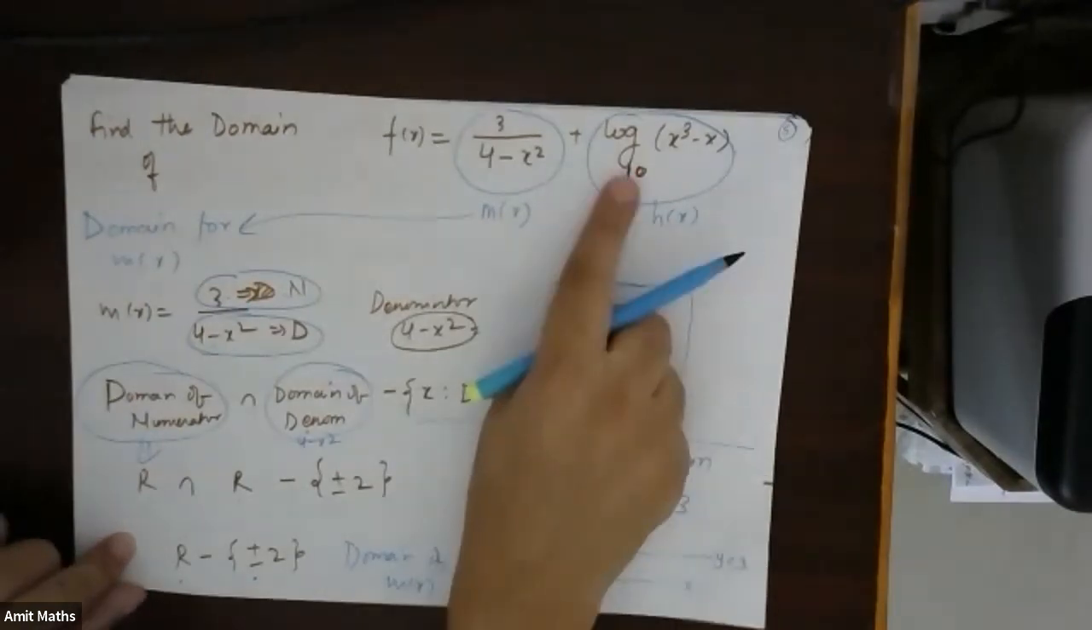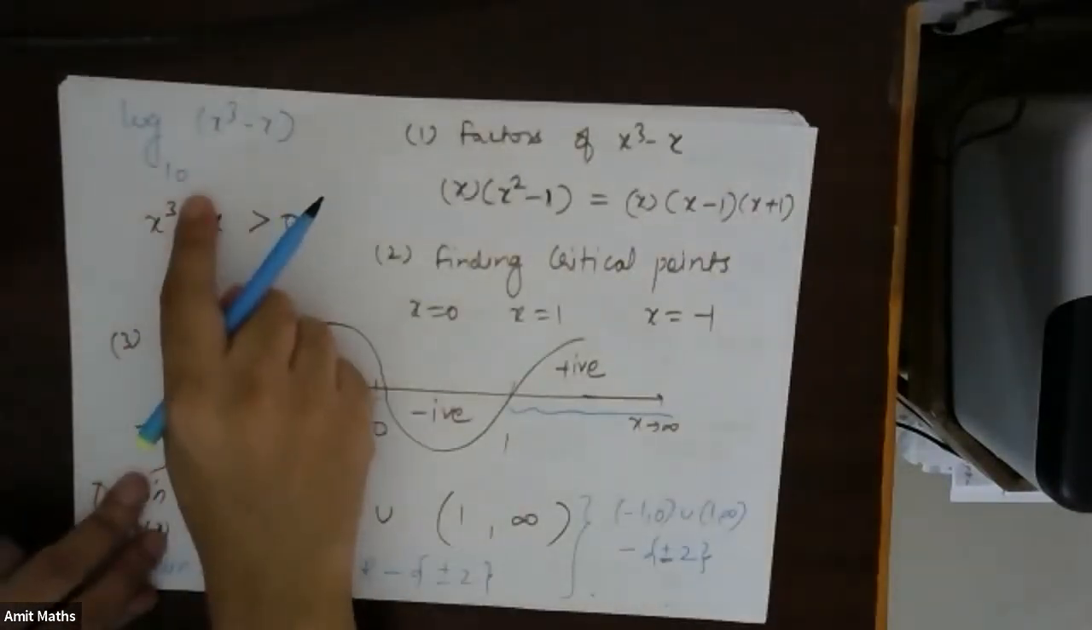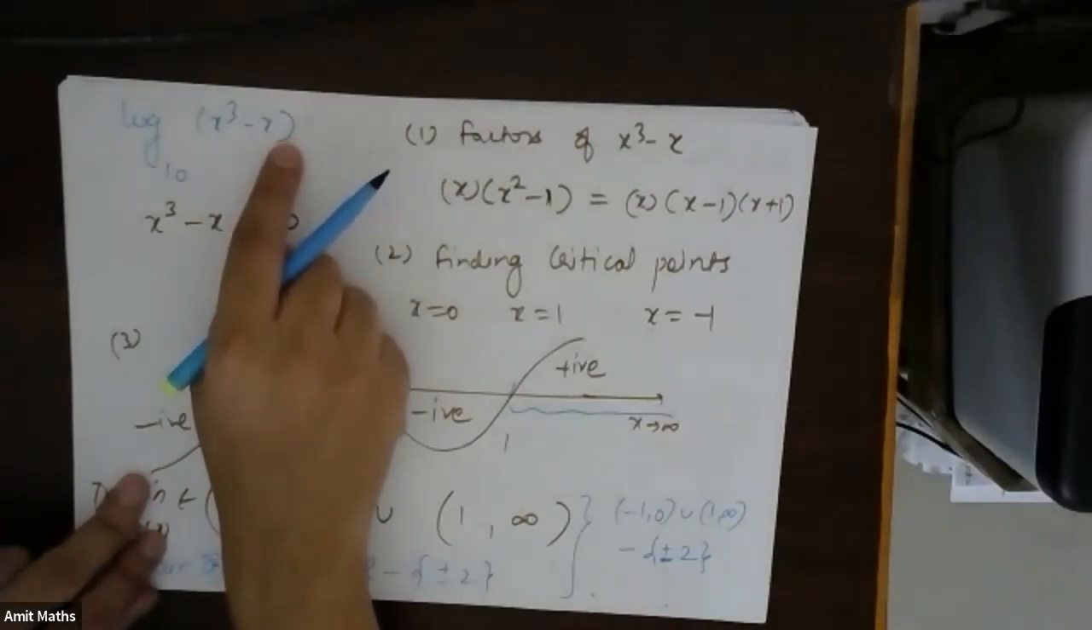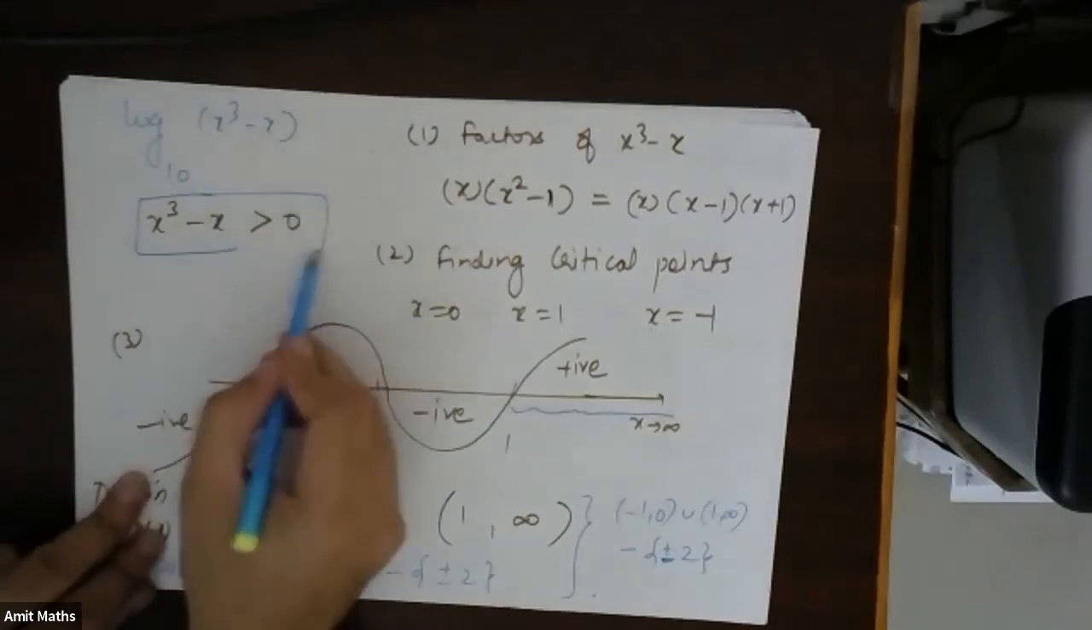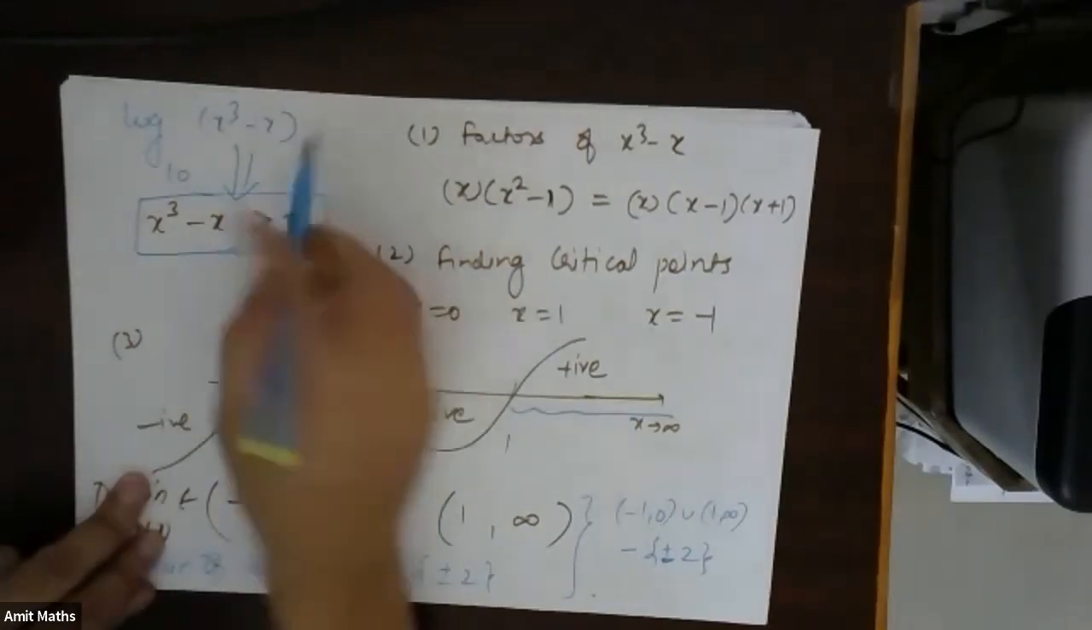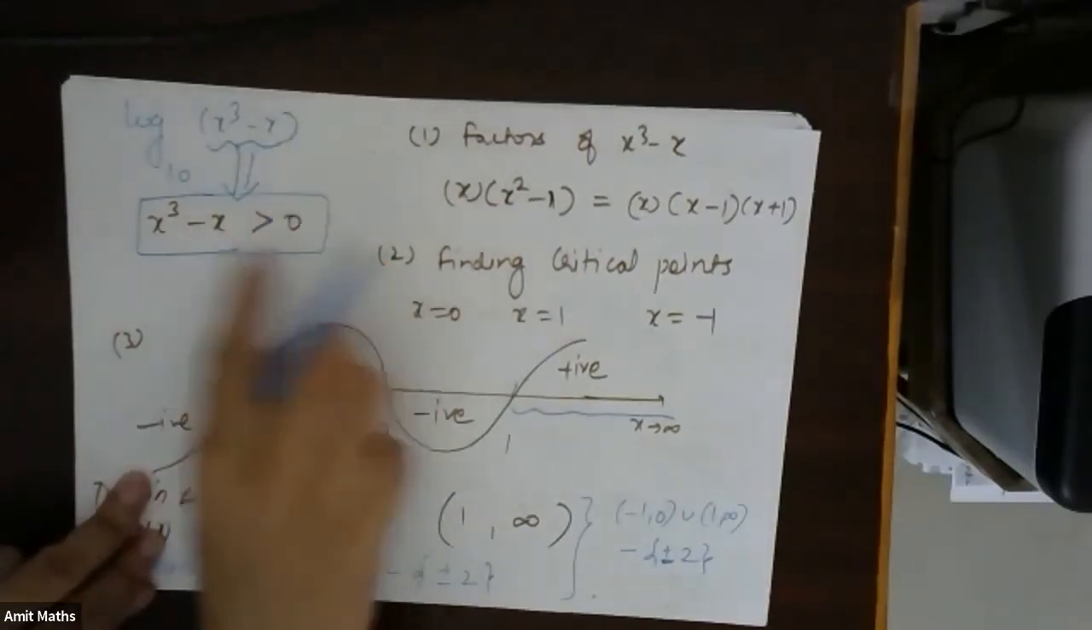Okay. Now I'll find the domain of h of x. Now h of x is log base 10 of x cube minus x. Now this x cube minus x should be greater than 0. This will give you the domain directly.